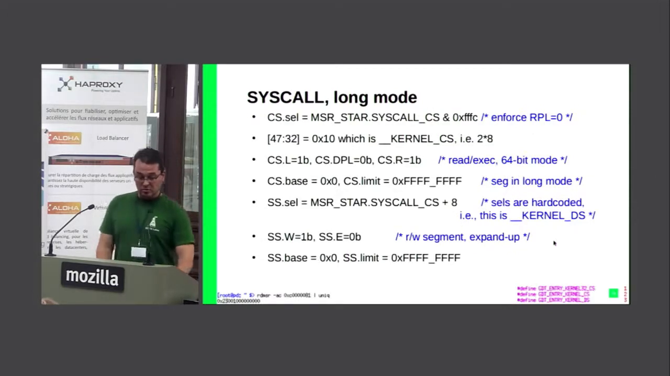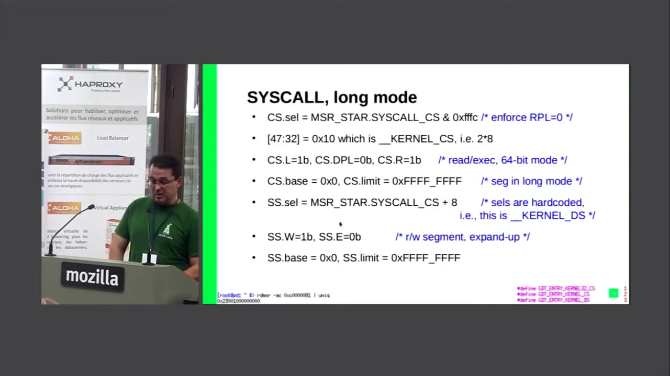Then also the same syscall instruction, we just preset the selector from the MSRs. And if you dump that MSR here, you see that's 10 hex, and that's the kernel CS. We just switch to the kernel code segment. And then we force that segment to be readable, executable, 64-bit mode, and then we reset base and limit. Stack segment, we load the stack segment from the code segment plus 8, which is the next descriptor in the descriptor table. These are hard-coded, which makes everything simpler.